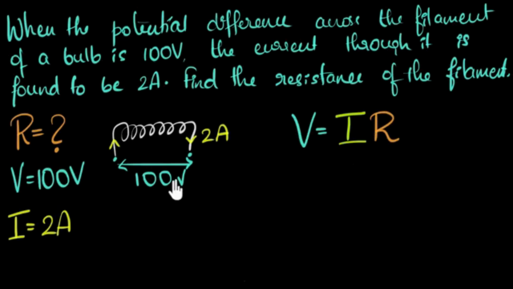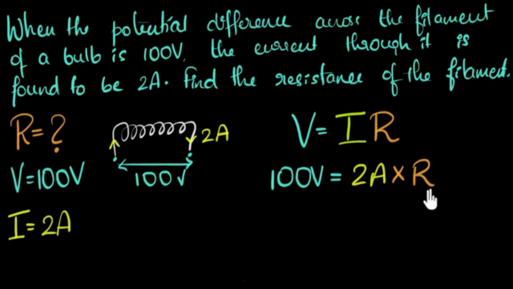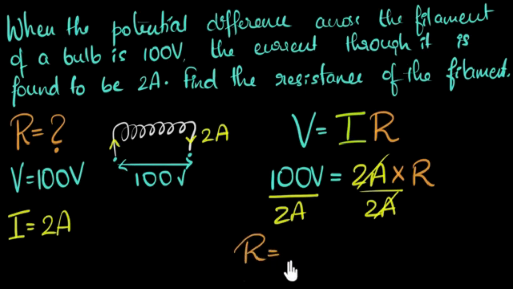Alright, so let's plug in. We know the voltage is 100 volts, so this is 100 volts. That's going to be the current, which is 2 amps. This is 2 amps times the resistance, which we don't know. So to calculate the resistance, let's divide on both sides by 2 amps. The 2 amps cancel over here. And from this, we get R equals 100 volts divided by 2 amps.